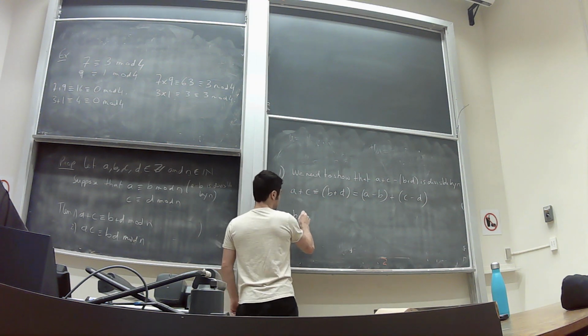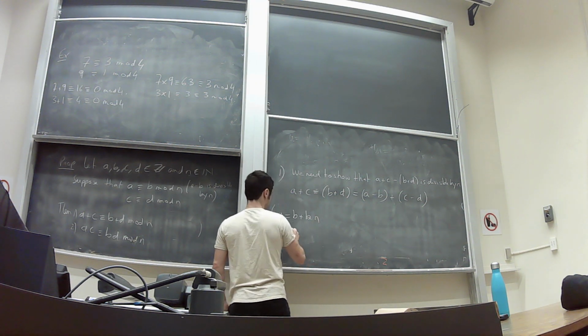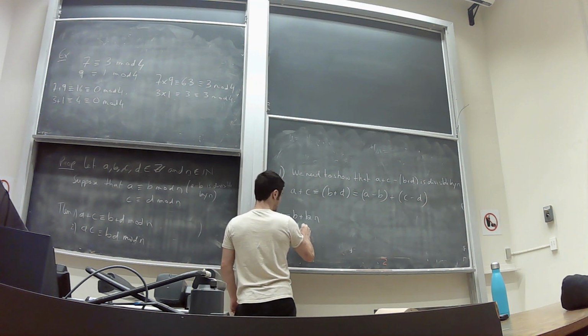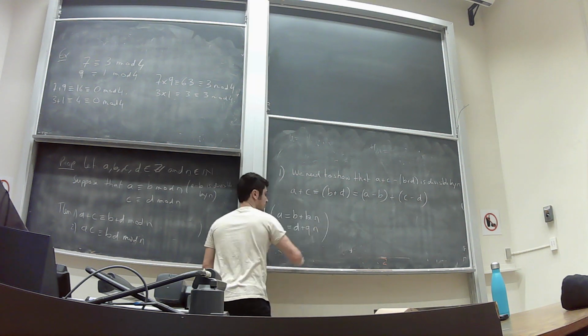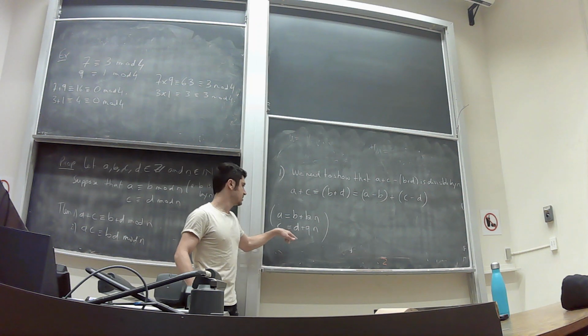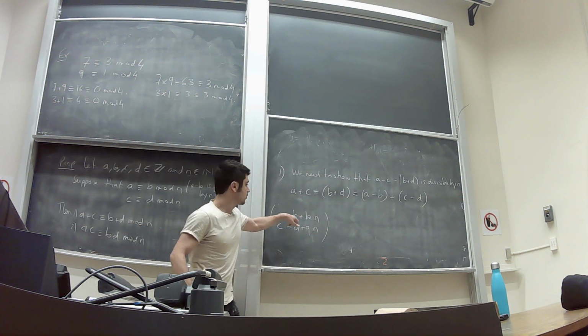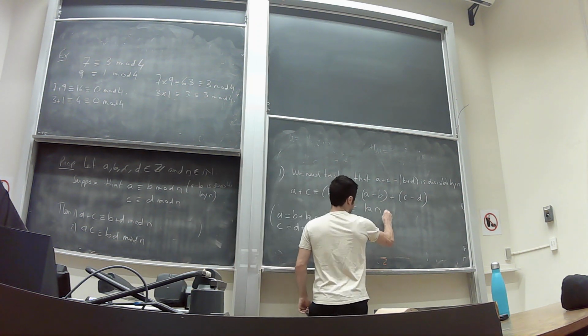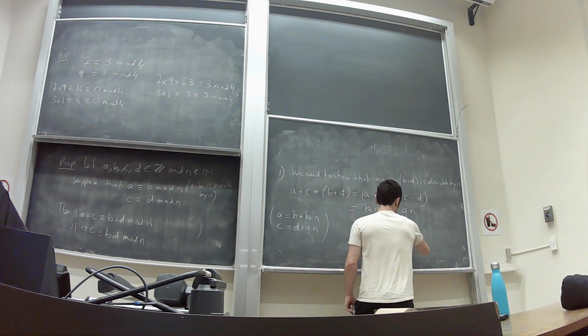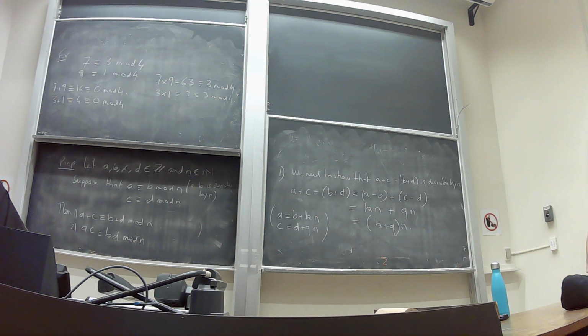Let's write A is equal to B plus K times N, and C is equal to D plus Q times N. Okay? We agree we can write this. A minus B is divisible by N, and C minus D is divisible by N. So what is A minus B? A minus B is KN, and C minus D is QN. Which is divisible by N. Is it good? Great.